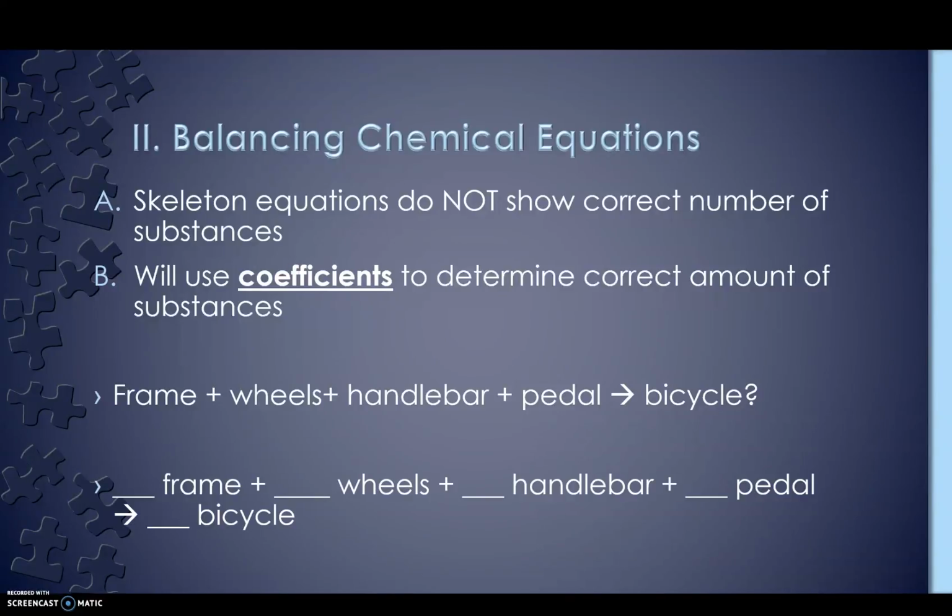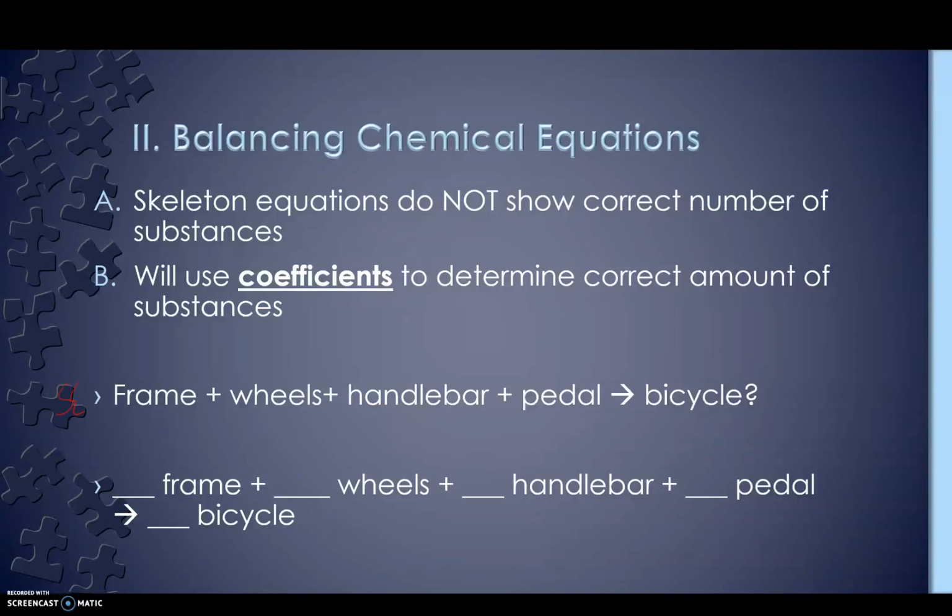So taking our skeleton equation, which would be this one, so our top is our skeleton equation, we need to fill in with coefficients. So I want you to pause the video and go ahead and try to solve. How many frames does it take? How many wheels? How many handlebars? How many pedals? And how many bicycles would you get out of this whole thing? So pause the video, try it, come back when you're ready.